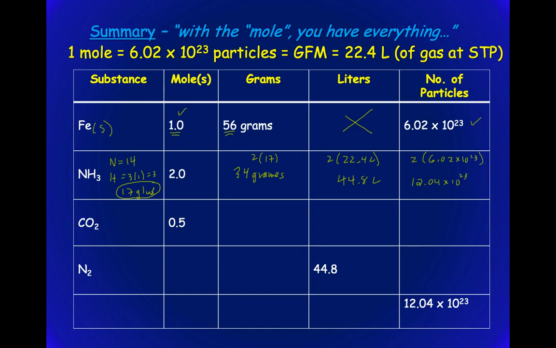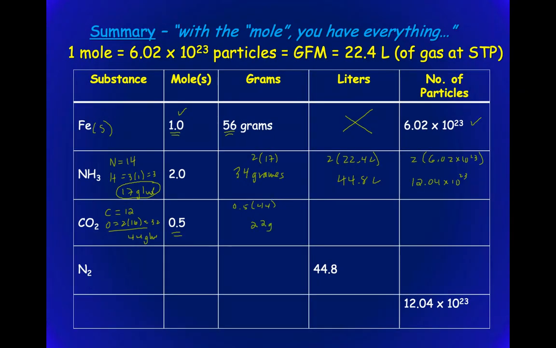Same thing here with CO2. If I have half a mole of CO2 and I want to find the grams, I'm going to multiply out by the GFM. What's the GFM of carbon dioxide? I'm going to say 12, plus 2 times 16, which is 32, for a total of 44 grams per mole. So I would take a half, multiplying out by the GFM, half times 44 would be 22 grams.